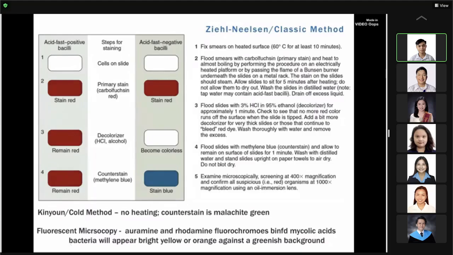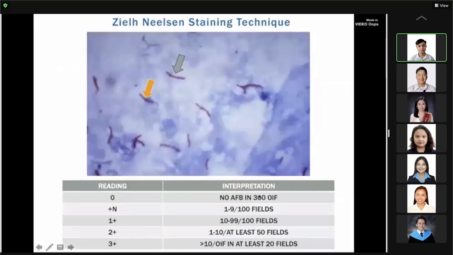Pero if you look at the smear under the microscope, this is what you'll see. If there are acid-fast bacilli, you will see these rods, bacilli, na na-retain ng carbolfuchsin, so red. Kasi they resisted the decolorization, kasi they are acid-fast. So how do we interpret? How do we release the result?